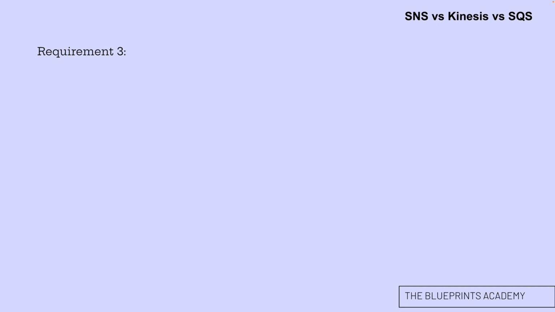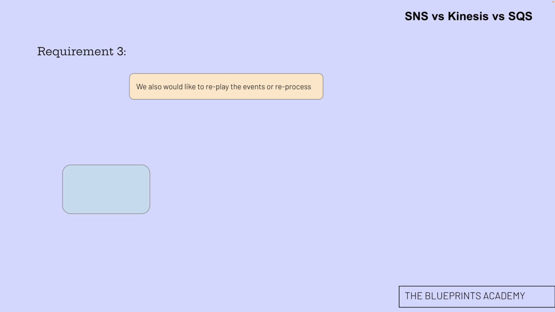Let's now talk about our requirement 3. So here we would like to reprocess the event or replay the event in case of failure or delay in the events. Now let's see which services can provide this functionality. So with AWS Kinesis, we can easily achieve that using something called sequence number. So each event comes with a sequence number, or I should say each event is stored in Kinesis with a sequence number. So in case of failure or in case of reprocessing of the event, we can rely on the sequence number to reprocess the event.